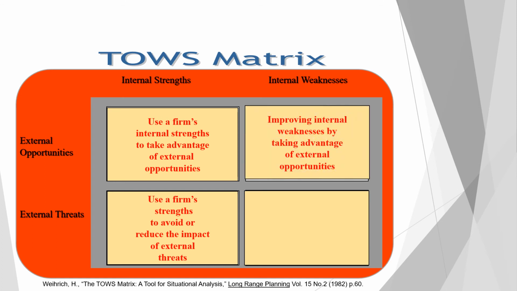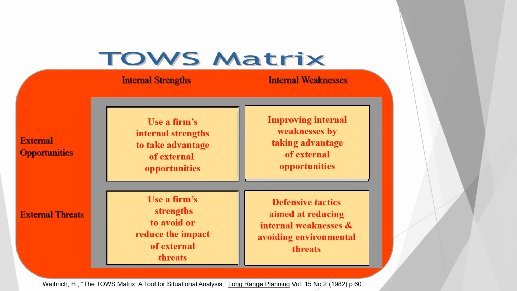In the upper right quadrant, one way to improve internal weakness is by taking advantage of an external opportunity. If the company has a weak marketing organization and new markets are opening, acquiring a strong marketing company would enable the company to seize the opportunity while strengthening the overall marketing of the company.